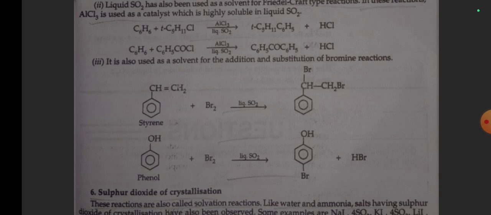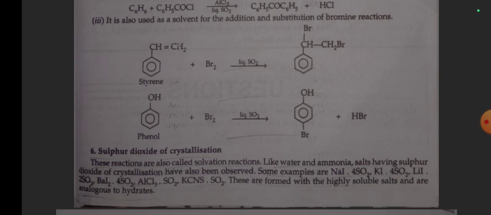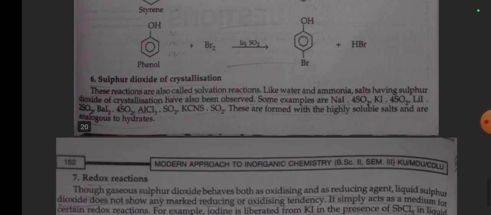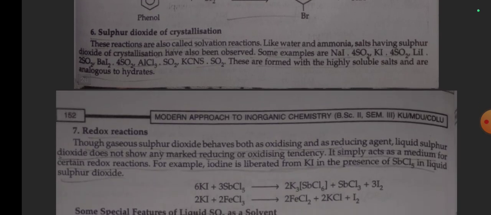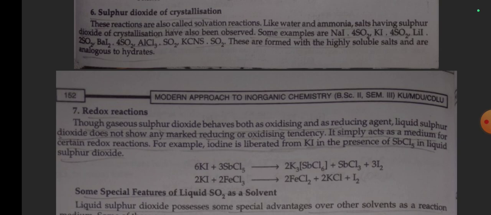C6H6 plus t-C5H11Cl, on adding AlCl3 in liquid SO2, gives t-C5H11C6H5 plus HCl. Number 3. It is also used as a solvent for the addition and substitution of bromine reactions. Number 6. Sulfur dioxide of crystallization. These reactions are also called solvation reactions.